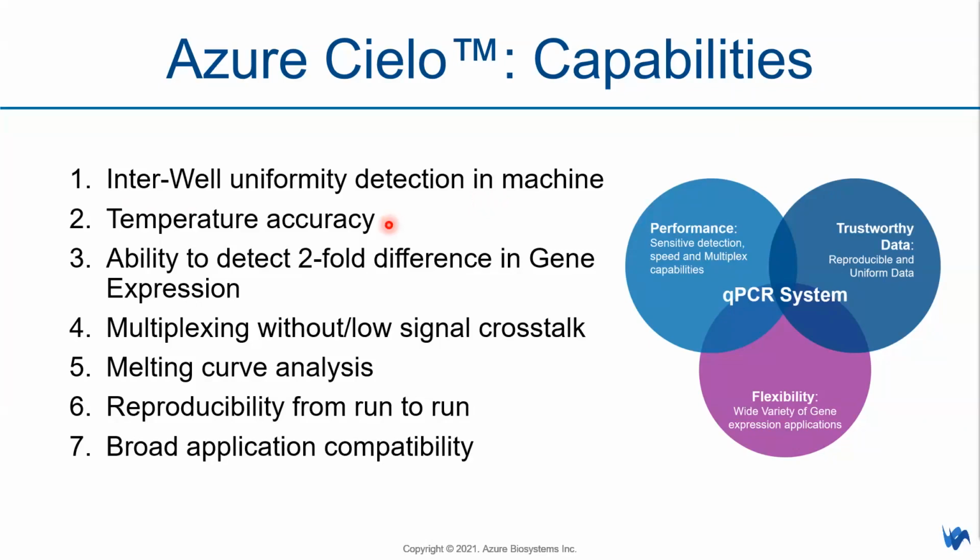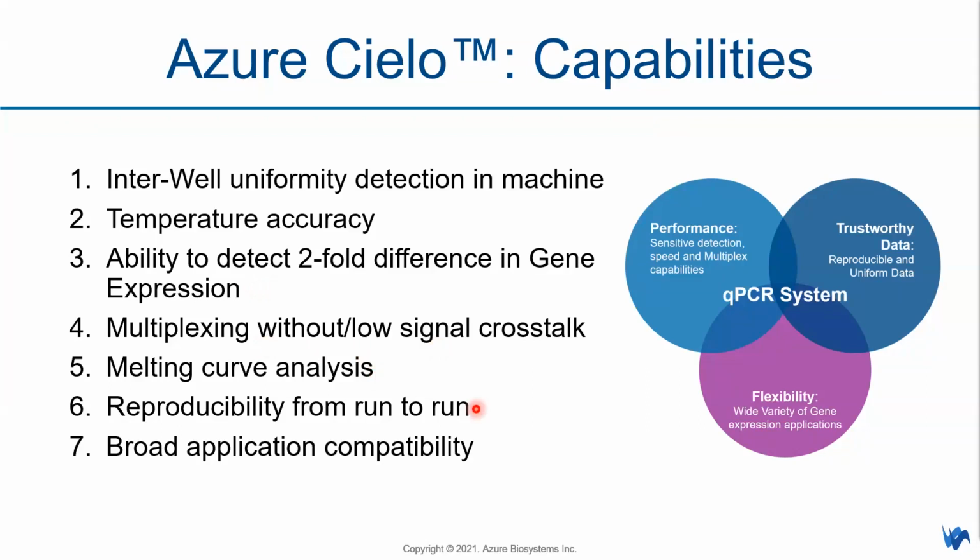In a qPCR reaction or PCR reaction, temperature is also very important. In this machine, we have 6 Peltier blocks to ensure entire uniformity and accurate temperature to run the qPCR reaction. It has the ability to detect twofold differences in gene expression, and multiplexing with low signal crosstalk. Melting curve analysis lets you look at whether the amplicon is specific or not at 3 different resolutions: 0.1, 0.5, and 1 degree Celsius per second.